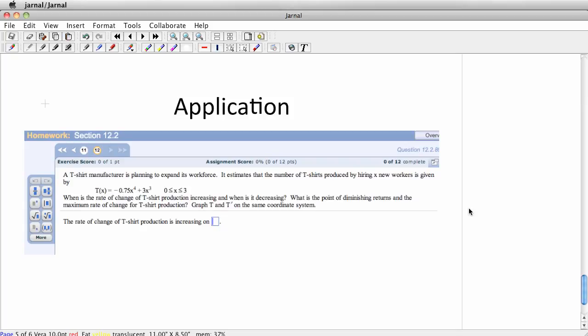Finally, we have an example of an application, and the main thing here is just a piece of terminology. This is called the point of diminishing returns. In an application problem, this is specifically an inflection point where your graph changes from concave up to concave down.